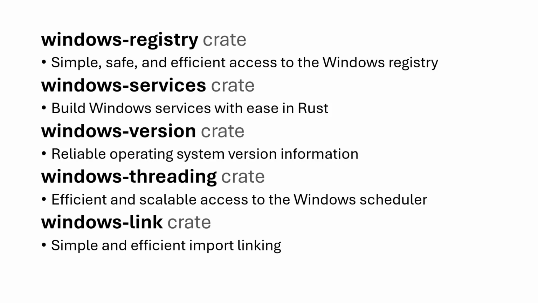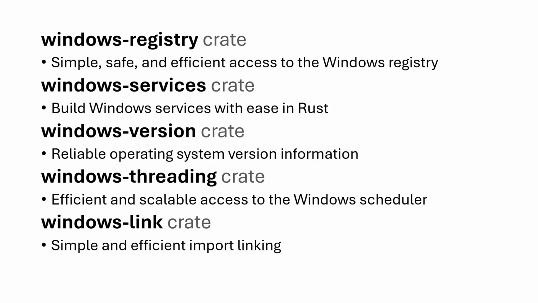The Windows Registry crate provides simple, safe, and efficient access to the Windows registry, whether you need to simply read a quick value or manage a transaction of registry changes. The Windows Services crate makes it super easy to build a Windows service in Rust, typically a long-lived background process that runs outside the context of an interactive user's logon session. The Windows Version crate provides reliable operating system version information without the need for application manifest files or other trickery. The Windows Threading crate provides simple, safe, and efficient access to the Windows threading support.